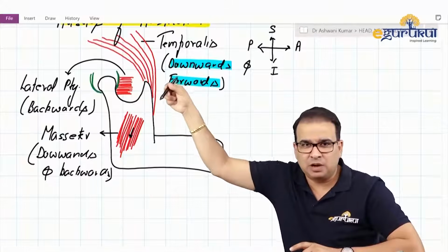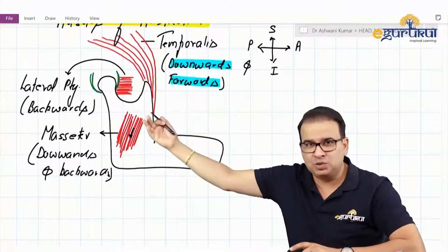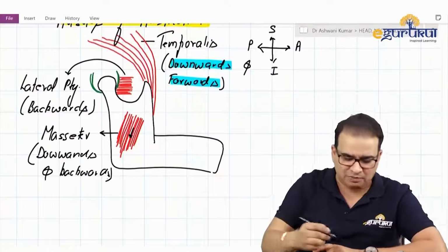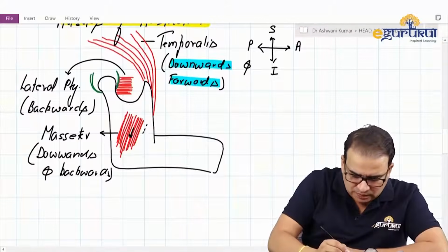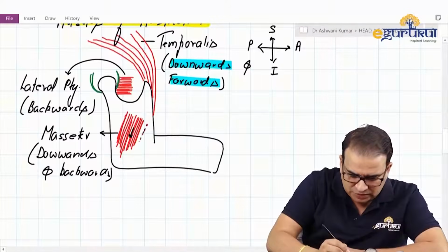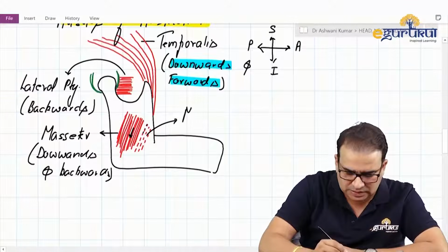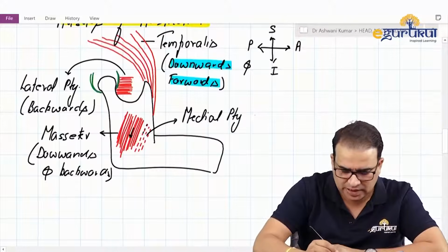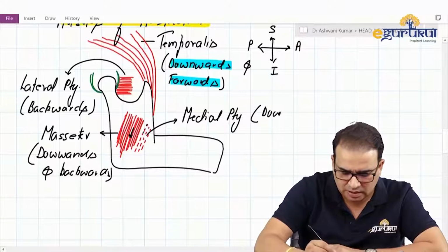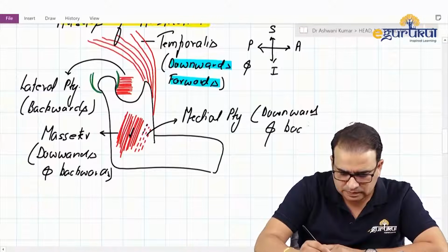And that muscle will also come downwards and backward, but medial to the ramus of the mandible and the angle of mandible. So, for completion's sake, if I draw these fibers here, I'm putting a dotted line because it's on the medial side. So the muscle is medial pterygoid, and the direction is, again, downwards and backwards.